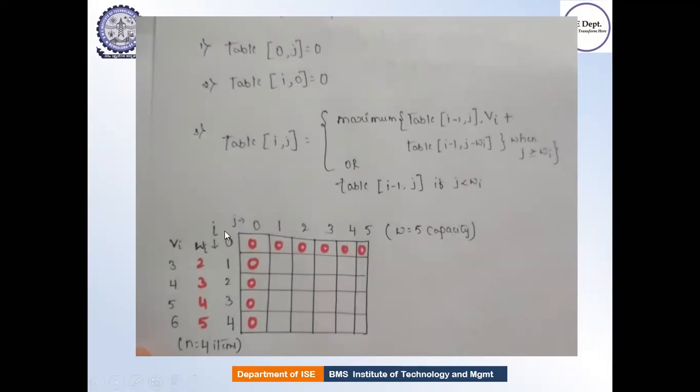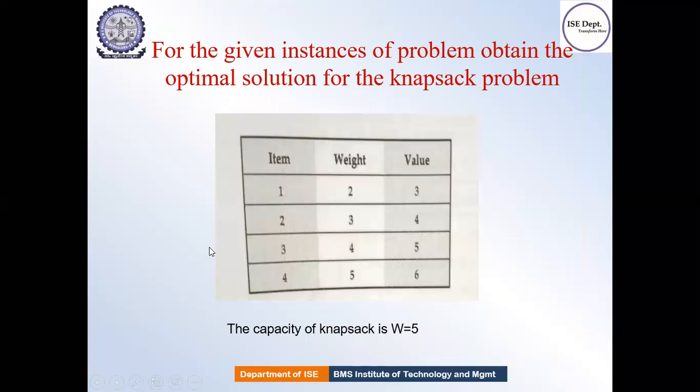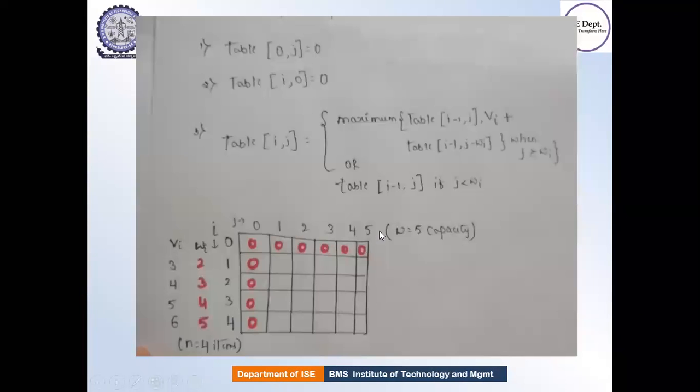Next, these row-wise entries are the items, and this is the weight. So 0, 1, 2, 3, 4, and 5. Clear? Remember, this is the capacity, that is the weight, and this is the items. Meanwhile, write down the respective values. That is the profit, and the weight is given in the question. The same thing we have written here, vi and wi.